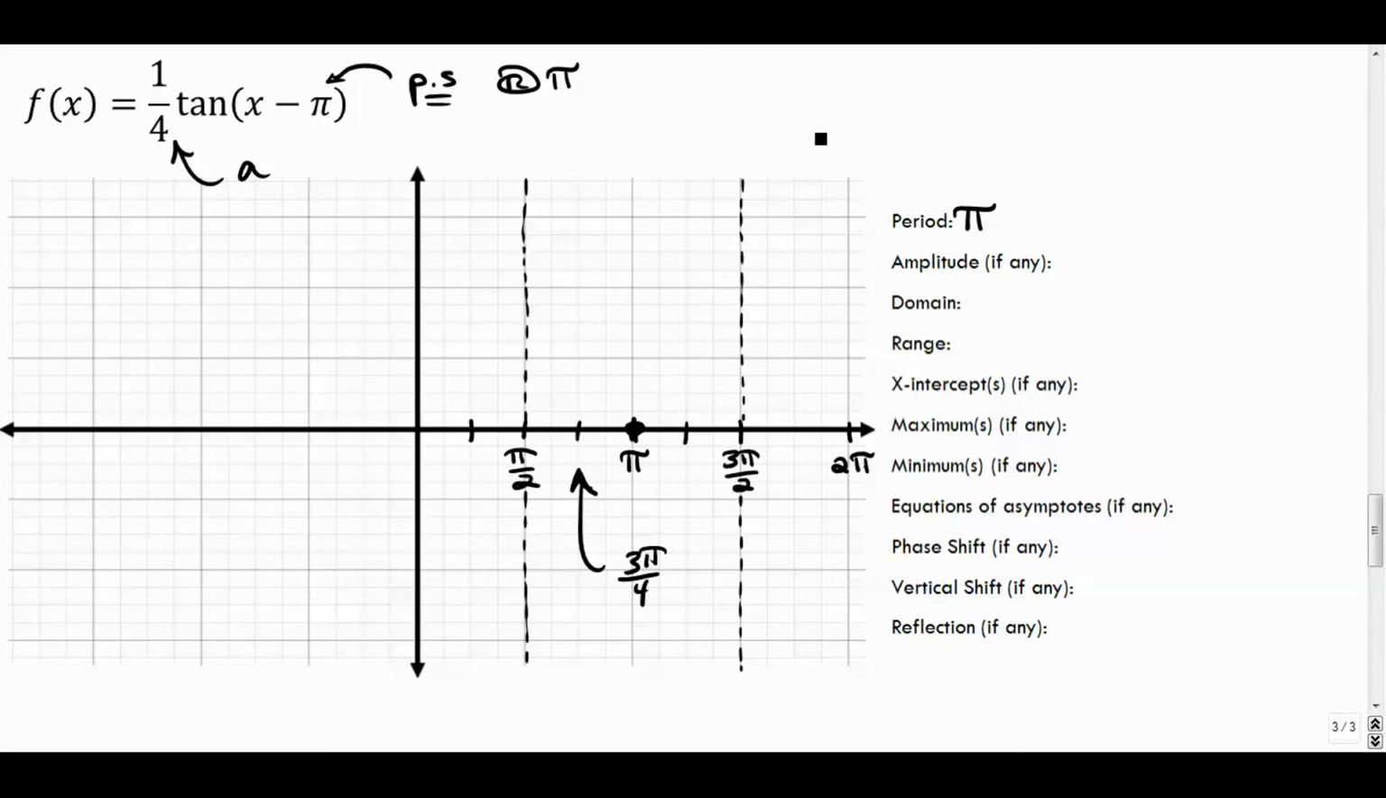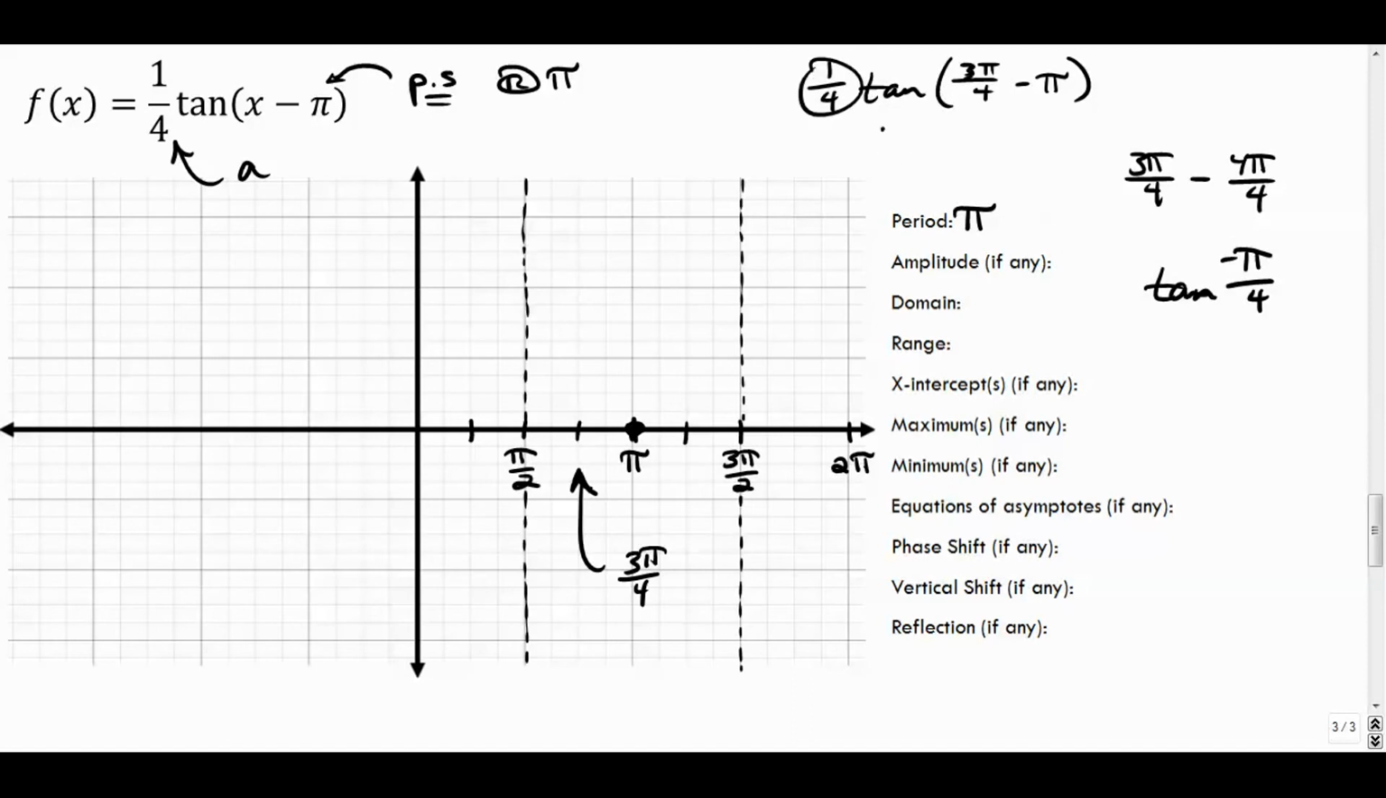Remember what I said last video? Tangent has 3 key values. So if I plug in 3 pi/4, what does that value give me? Well, 3 pi/4 minus pi/4, or minus pi rather, I'll change that to 4 pi/4. So that's negative pi/4. So I need to know the tangent of negative pi/4. Well, the tangent of pi/4 is 1, so this ought to be negative 1.